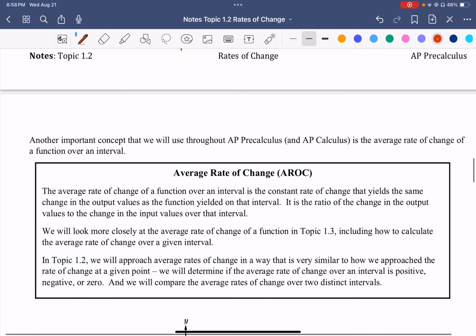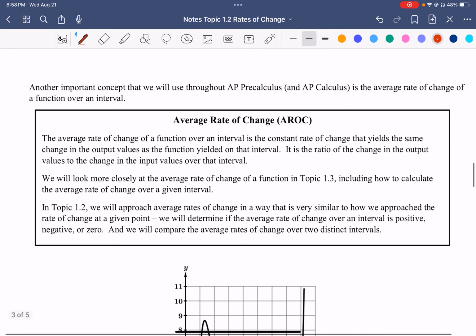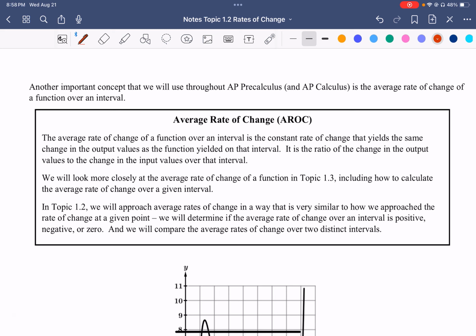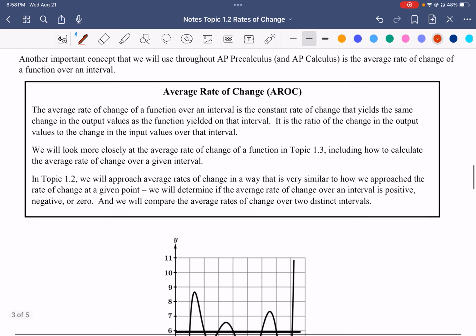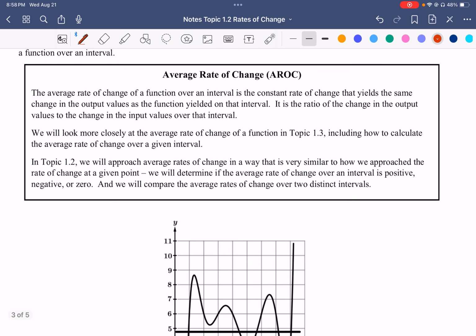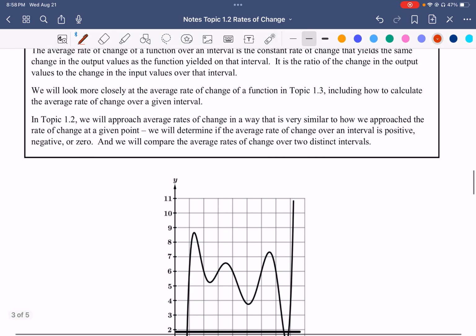Moving on to the next page, another important concept that we will use throughout AP Precalculus and AP Calculus is the average rate of change of a function over an interval. The average rate of change of a function over an interval is the constant rate of change that yields the same change in the output values as the function yielded on that interval. It is the ratio of the change in the output values to the change in the input values over that interval. We will look more closely at the average rate of change of a function in topic 1.3, including how to calculate the average rate of change over a given interval.